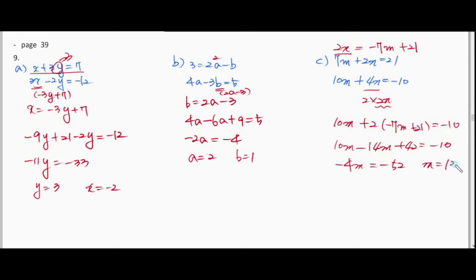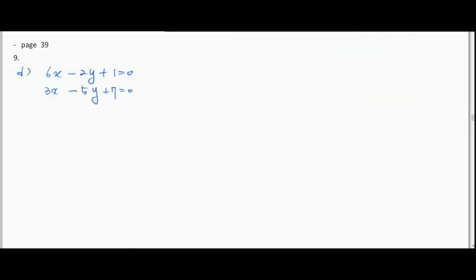Then m equals 13. Let's substitute it to find the n. So 7 multiplied by 13 equals 91. So this should be negative 70. Then negative 70 divided by 2 is negative 35.